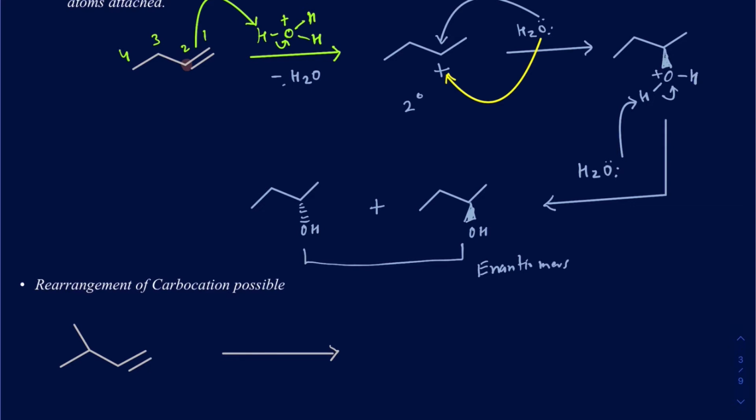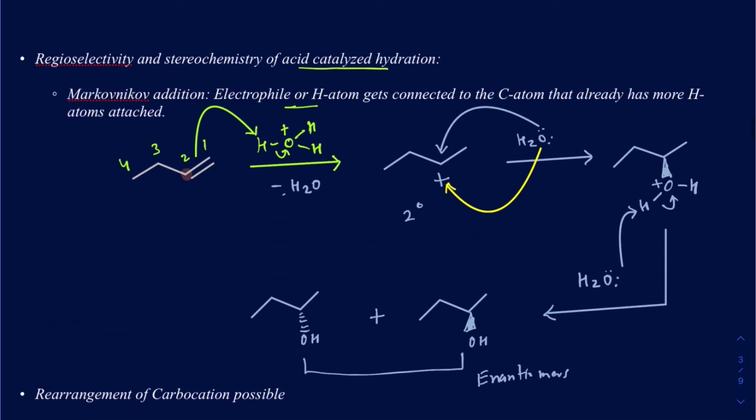So make sure you know the regioselectivity. The regioselectivity is going to be the Markovnikov addition, and for the stereochemistry you can make both enantiomers, and you have to worry about that if it is indeed a chiral center. If it's not a chiral center, then you don't have to worry about the stereochemistry that much. Okay, since you're making the carbocation, there are always going to be possibilities of carbocation rearrangements, and that's one of the drawbacks of this acid-catalyzed hydration.